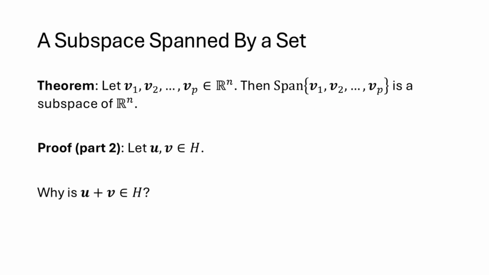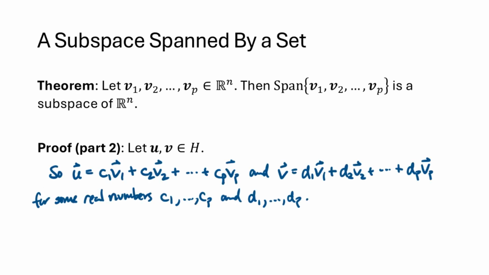Why is the set H closed under vector addition? Well, just like before, we have to figure out what it means for U and V to be in this set. By the definition of span, U looks like C1 V1 plus C2 V2, etc., and V looks like D1 V1 plus D2 V2 plus, and so on. And notice that I'm using different letters for the different scalars because they could be different.